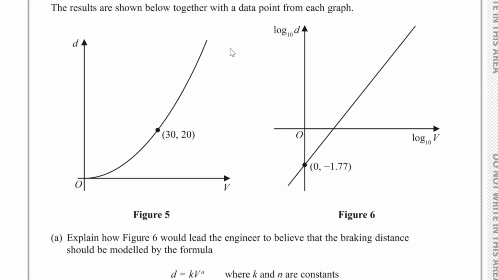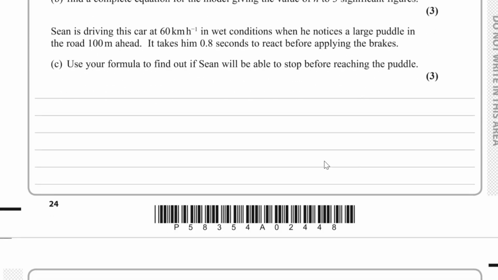Well, let's first of all label these figures. Here we have I, here we have II. And this graph over here, that's a straight line. So we can compare that with y equals mx plus c. So let's do that. For part A, we will compare this second equation with y equals mx plus c.